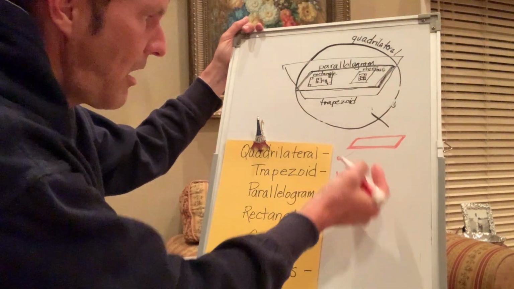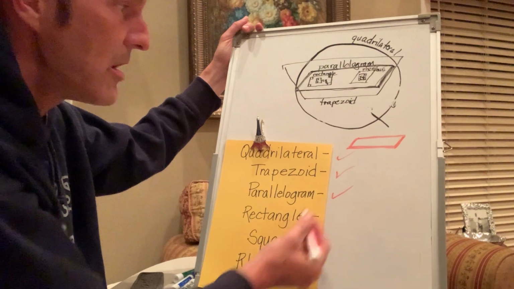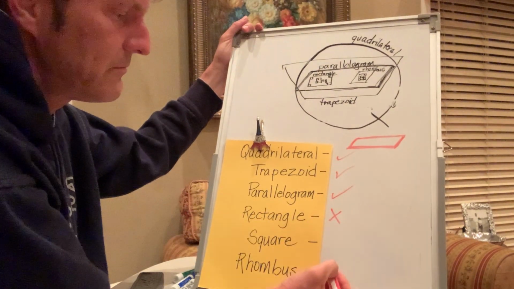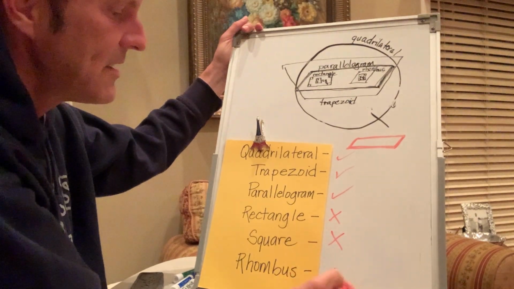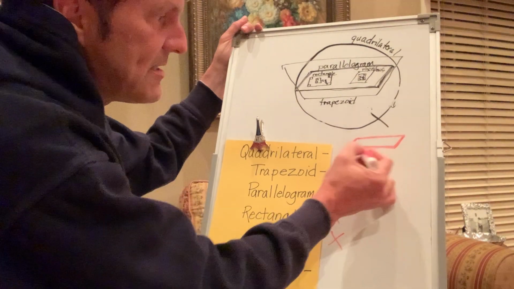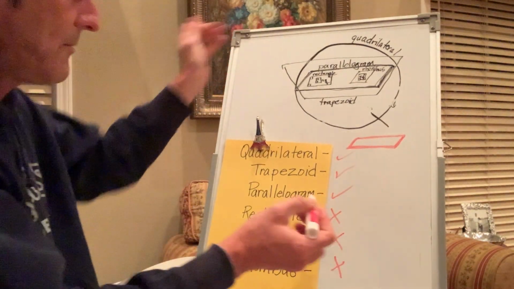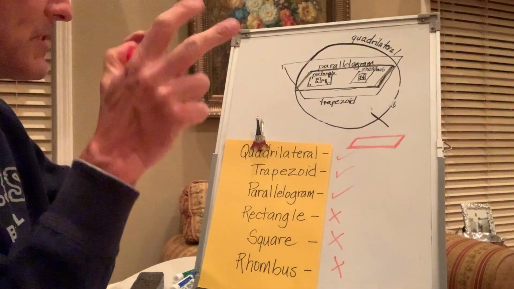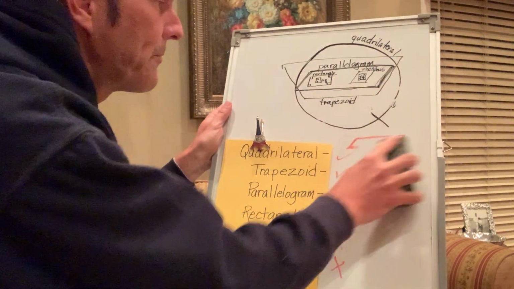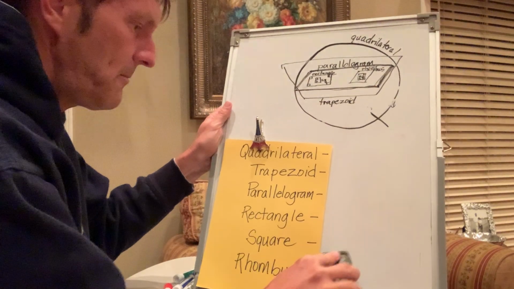Parallelogram, obviously. Rectangle, no, because it doesn't have the right angles. Square, no. Rhombus, no, because a rhombus is a parallelogram with equal sides, and you can tell these sides are longer. Okay, so the most specific name or most information on this one, you would probably call it a parallelogram. Okay, let's try another one.